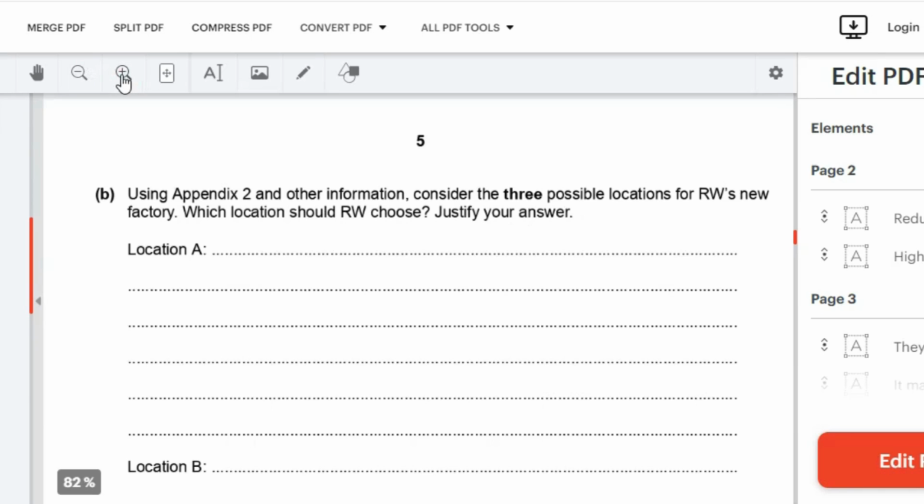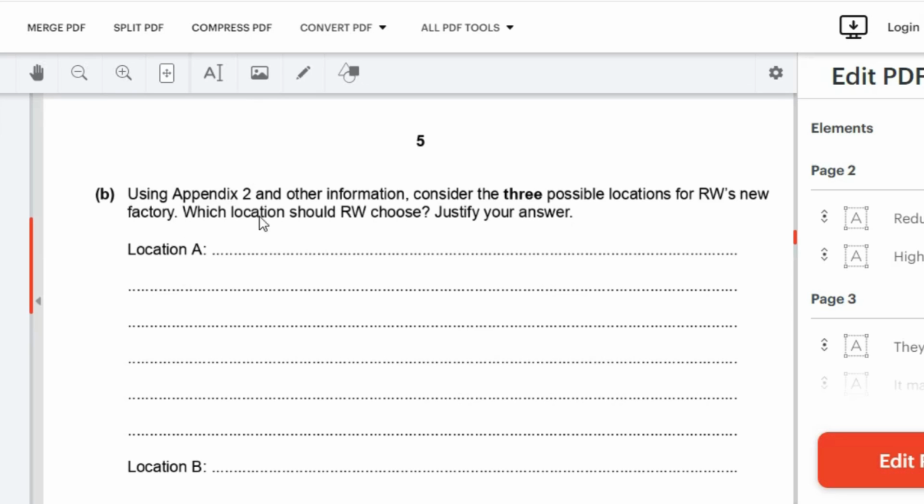Now, using appendix 2 and other information, that is the one we explained now, business growing or establishing a new business. Consider the three possible locations for RW's new factory. Which location should RW choose? Justify your answer. Using this appendix 2 information, RW is establishing a new factory. What possible location do you think can fit in for them?